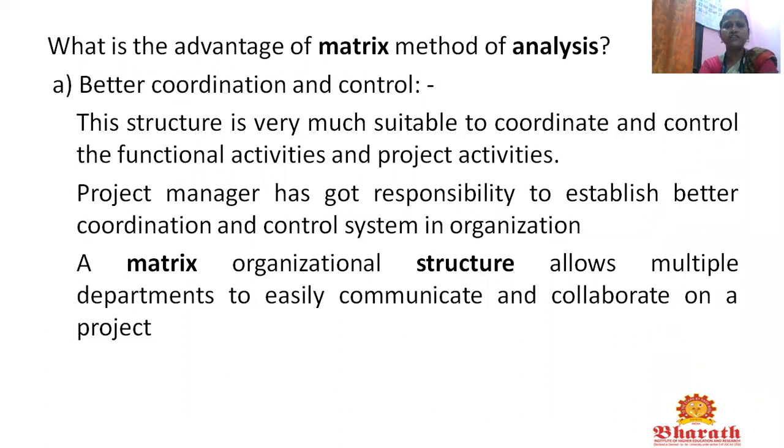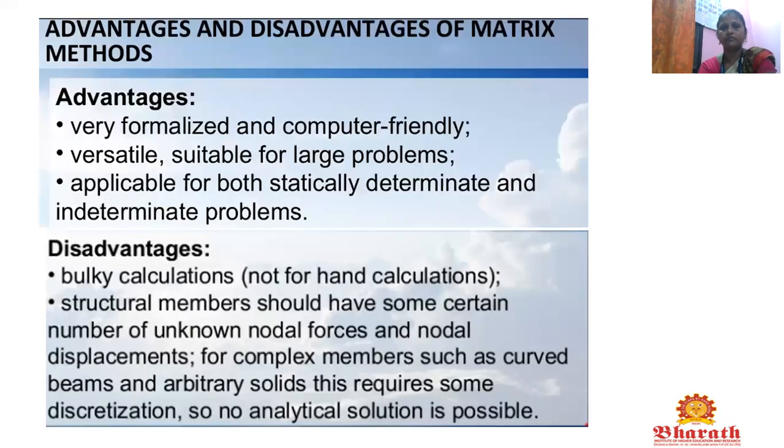First is better coordination and control. This structure is very useful and suitable for coordinating and controlling functional activities and project activities. The project manager has the responsibility to establish a better coordination and control system in an organization. A matrix organization system allows multiple departments to communicate and collaborate easily on projects.